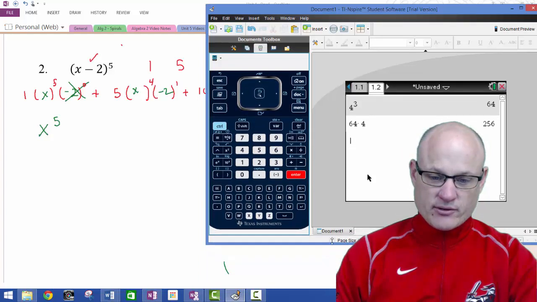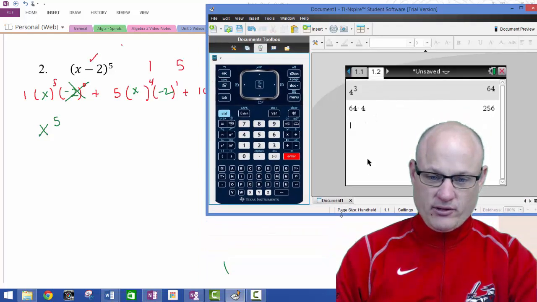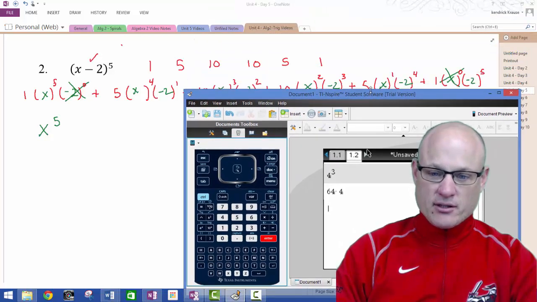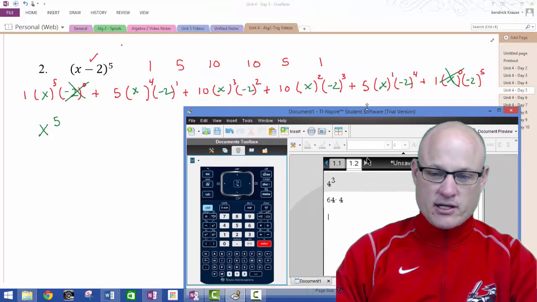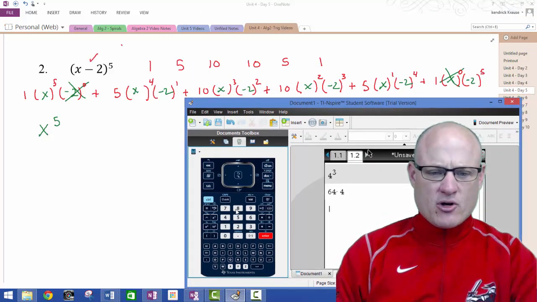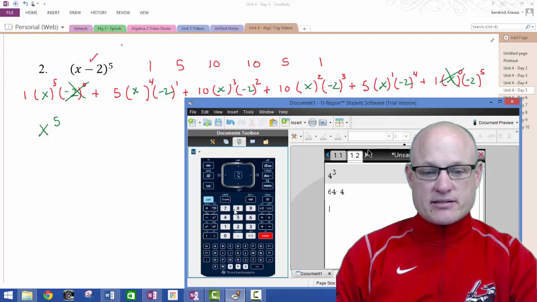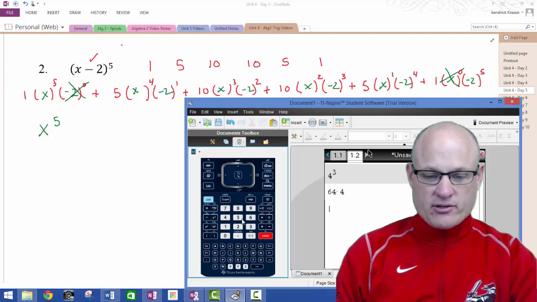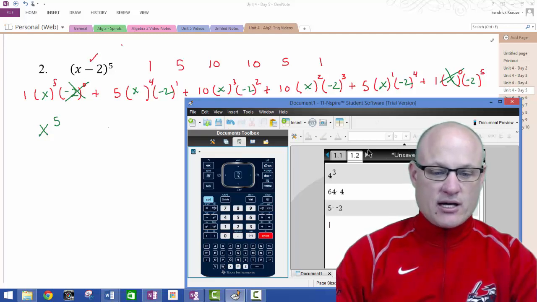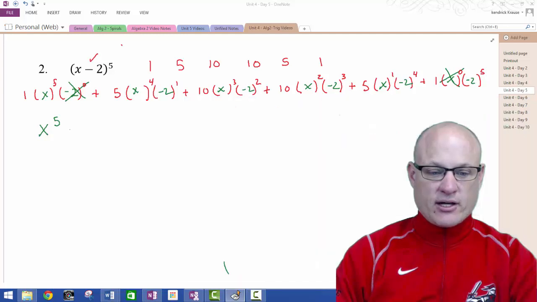Let me see if I can shrink this a little bit. Oh, that's really sweet. That's some cool stuff. All right, it's not really that cool, but it's kind of cool. Hopefully, you can see what I'm doing. I'm going to type in all the numbers that I see. In this case, I've got a 5, and I've got a negative 2 to the first power. So it's really just 5 times negative 2, and that's just negative 10. That one's not very difficult. I didn't have to use the calculator for that.